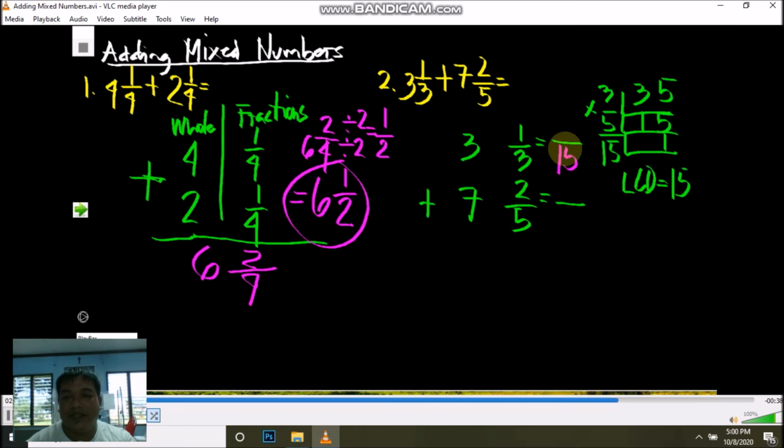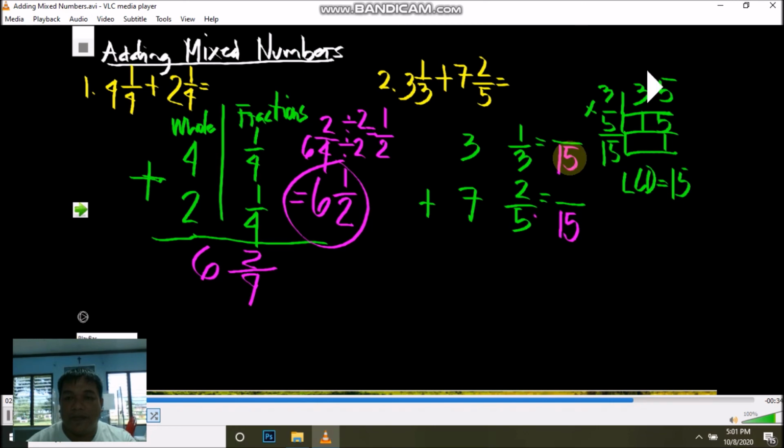15, then 15. So why are we going to put the LCD here? To make these fractions become similar. So what are the similar fractions of 1/3 and 2/5? To find them, we just divide and multiply. Divide the LCD by the denominator, then the quotient will be multiplied to the numerator, and the answer will be the new numerator.